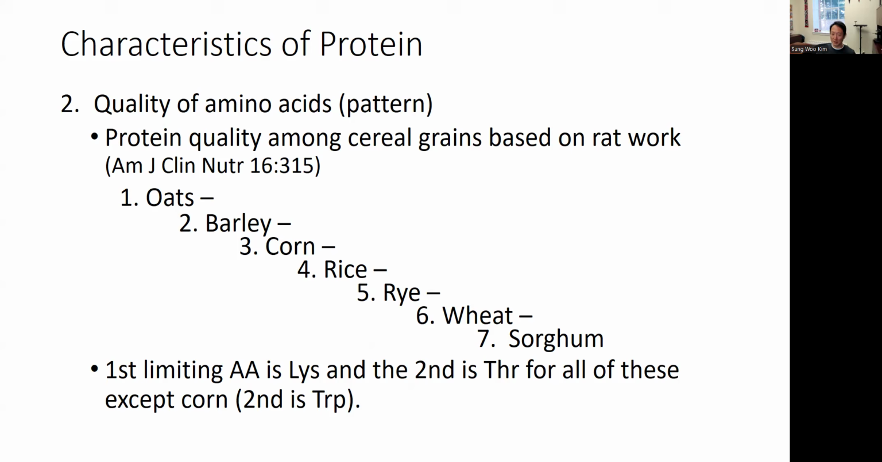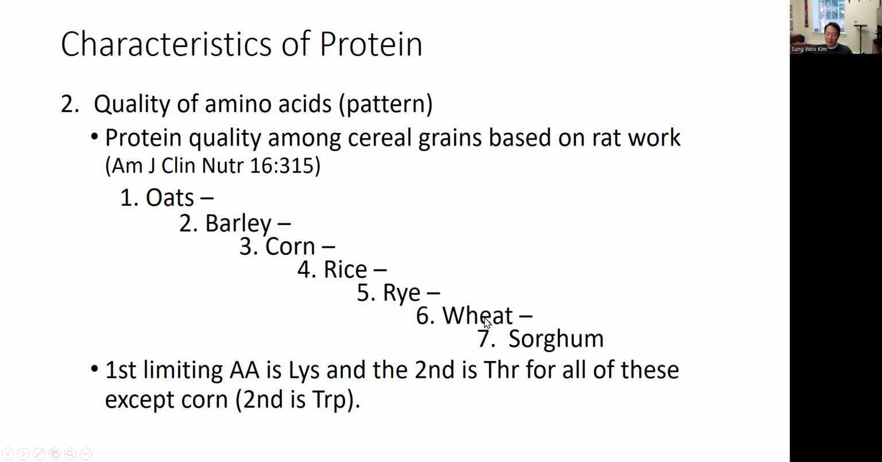How is this determined? Depending on the relative amount of essential amino acids compared to those amino acids that are not essential. We call them non-essential amino acids. Also, depending on the content of lysine, the most important lacking amino acid. Okay? So these are the factors determining the protein quality among different sources.